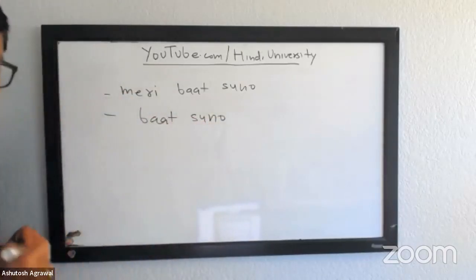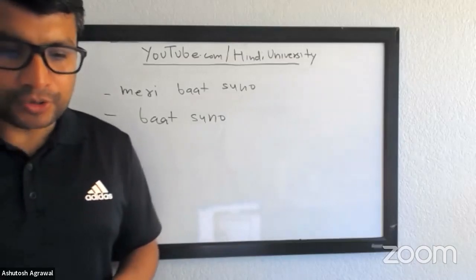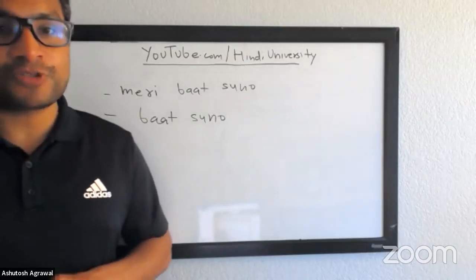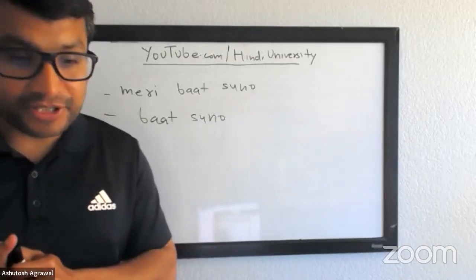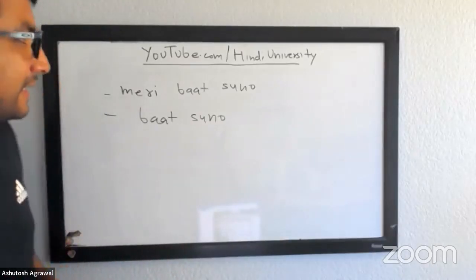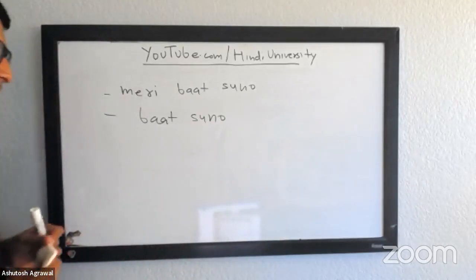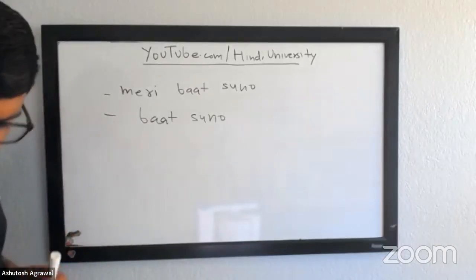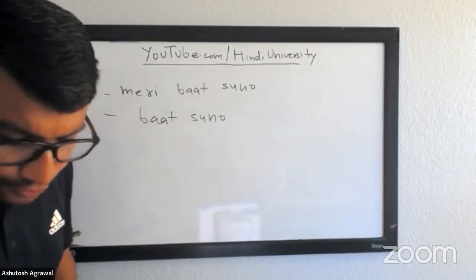Okay, baat suno, which is like listen to me. If there's a lot of chatter going on and I want to get everyone's attention, I would definitely say meri baat suno, like listen to me. Fine, I'm going to erase it and we'll move on to the next word.